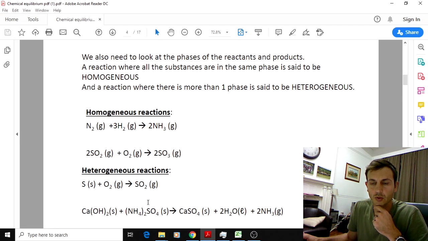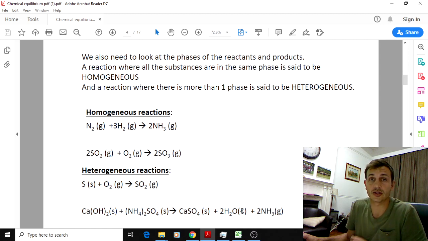Here, it's quite important that you identify the subscripts. The only one that we haven't looked at is L for liquid. That's a pure liquid. Another one that we'll also be dealing with is aqueous solutions, which has the subscript AQ.